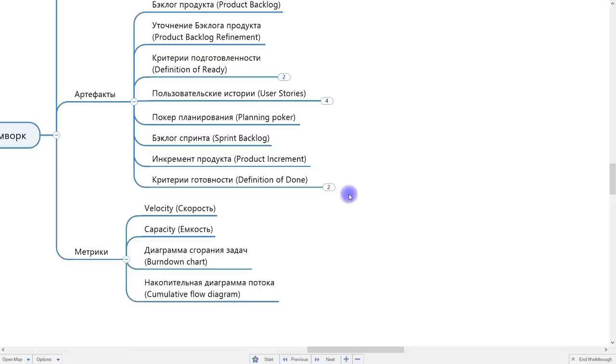Again, capacity may decrease because we get some holidays. Again, we're taking these holidays away from it. That is, we put all of this in right away, and we assess the risks before we plan this or that iteration. This is usually done by the Scrum Master. But just to let you know that there are such characteristics as speed and capacity. And then there are two other metrics, like the burndown chart and the cumulative flow diagram.